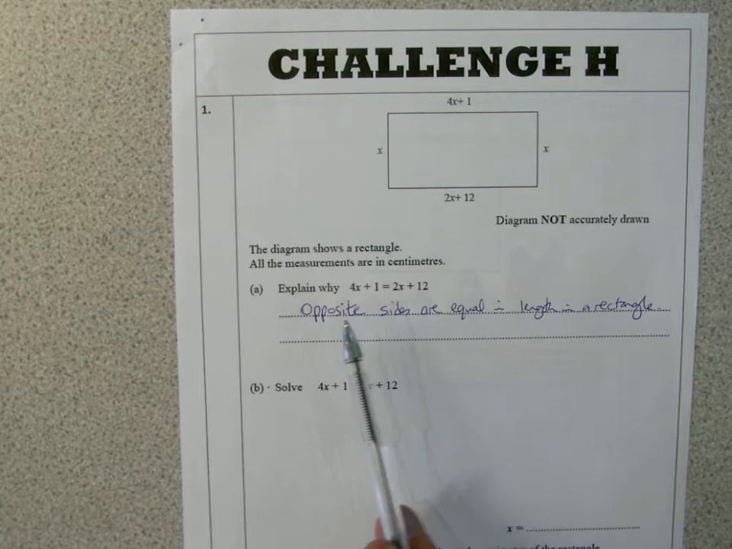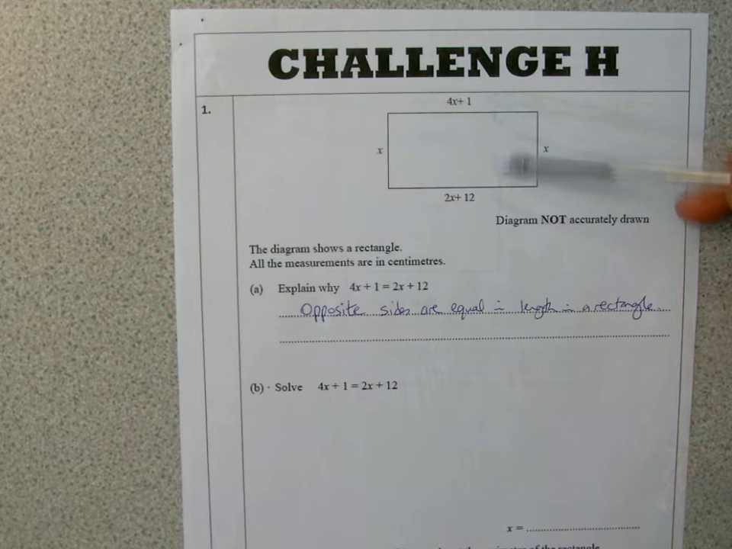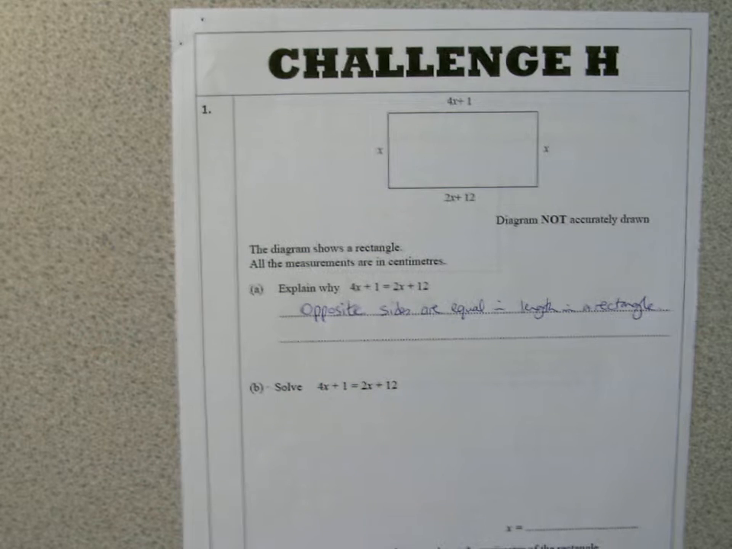It's all to do with the shape, isn't it? Opposite sides are equal in length in a rectangle, okay? So the opposite sides that we've got here have to be equal, have to be the same, because it's a rectangle. Alright, so that's why these here are equal. That's the reason why, based on the shape.